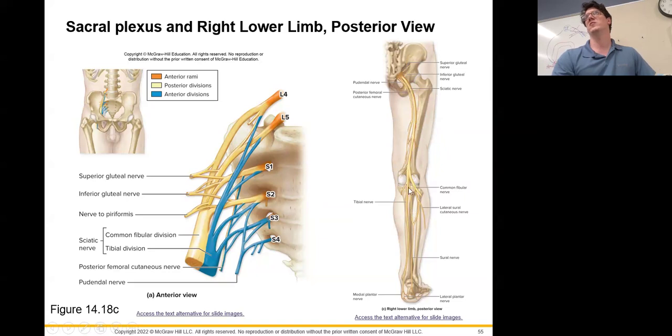But we're going to be able to follow this down, at which point it will split, and it will split into form our common fibular nerve and our tibial nerve. Tibial nerve is going to follow the backhand side of the tibia. The common fibular nerve will split, and we're going to kind of have a medial and an anterior portion of that.